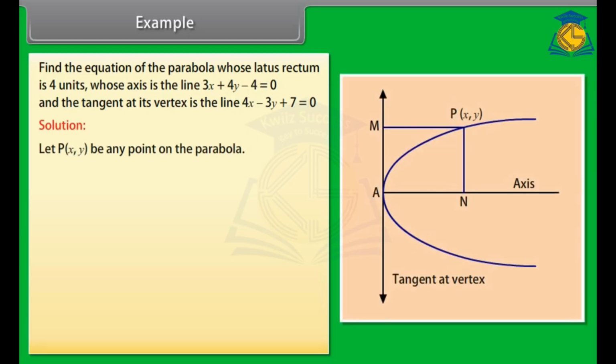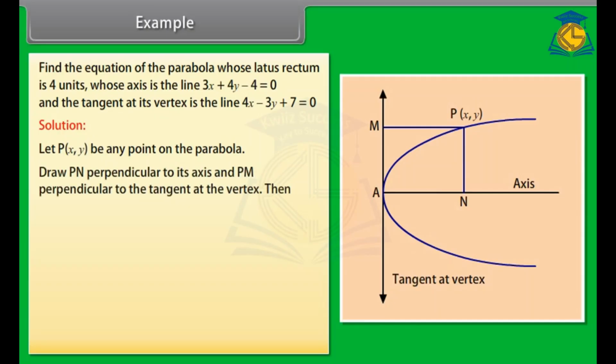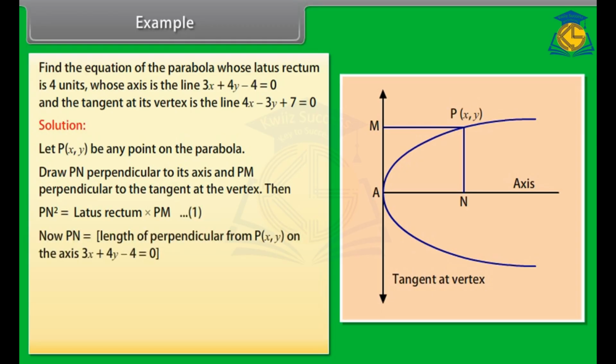Solution: let P(x, y) be any point on the parabola. Draw PN perpendicular to its axis and PM perpendicular to the tangent at the vertex. Then PN squared is equal to latus rectum times PM. That is equation 1. Now, PN is equal to the length of the perpendicular from P(x, y) on the axis 3x + 4y - 4 = 0.